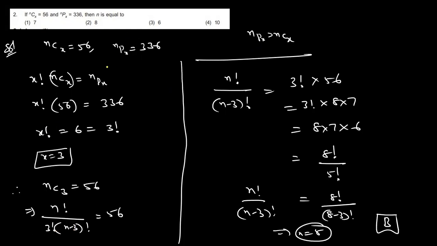This is the formula: x factorial into nCx is equal to nPx. Now this one, tell me anyone. If the maximum number of trials required to open all the locks when there are n locks and n keys is 105, then what is the value of n? They are asking how many locks and how many keys there are. This is the question.